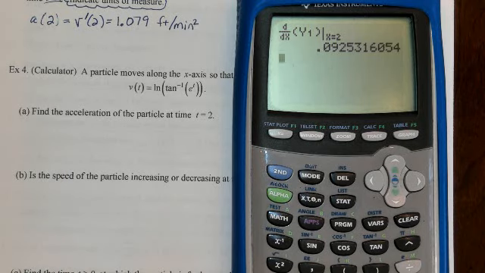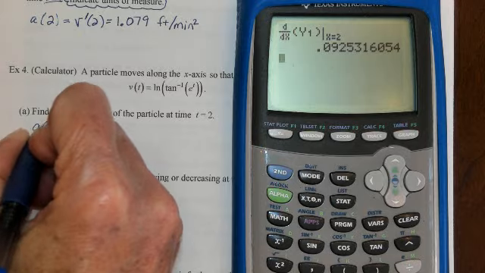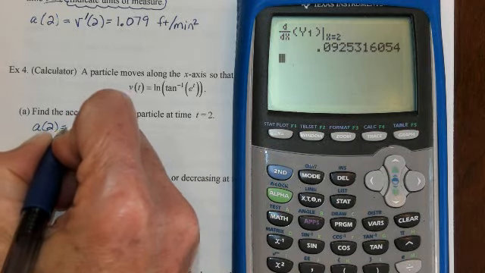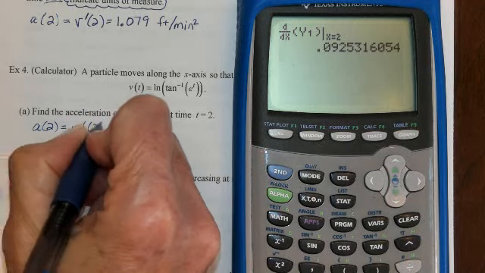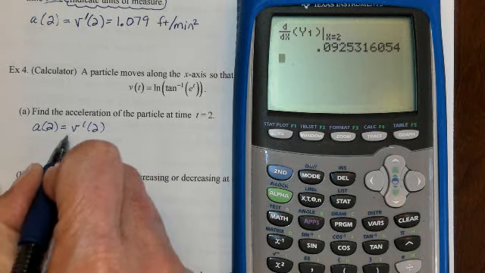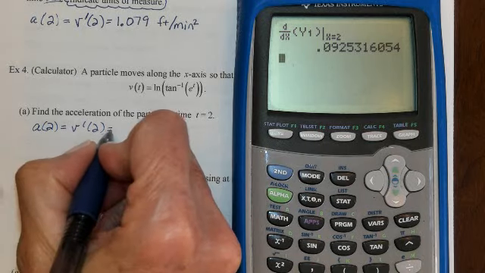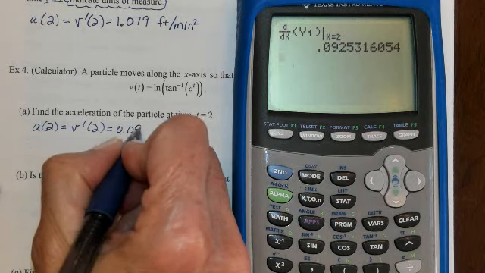If you do that, you will not get any credit whatsoever. You will never ever get credit for an answer that you don't show any work for at all. Don't communicate what you did to get it. Okay? So acceleration at time 2 is the velocity at time 2. I'm sorry, the derivative of velocity at time 2, and that is 0.09.